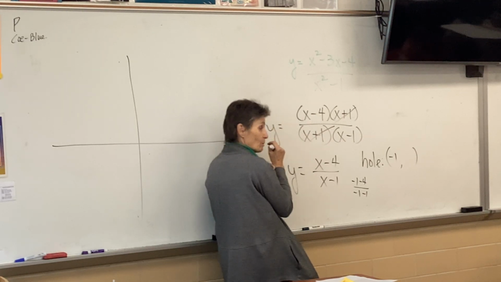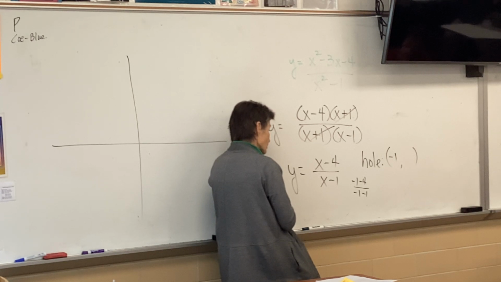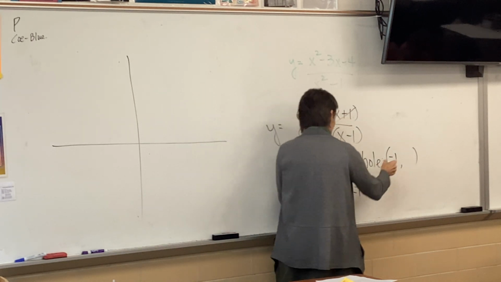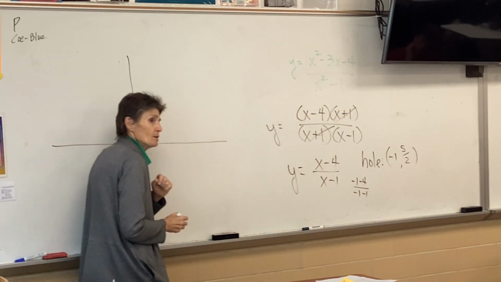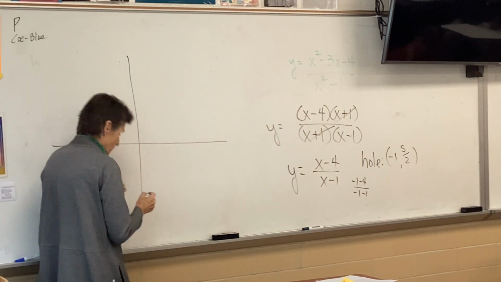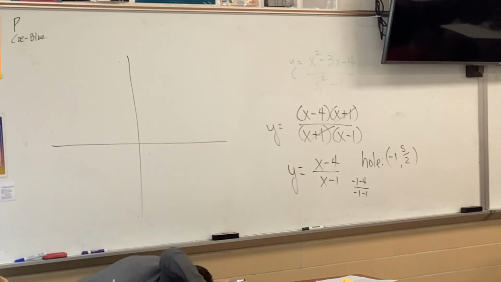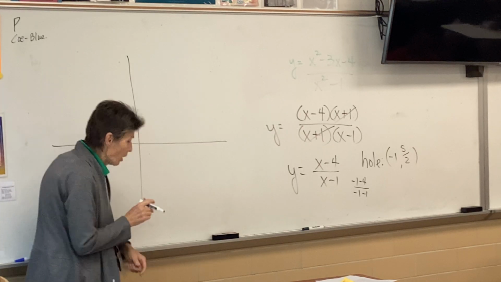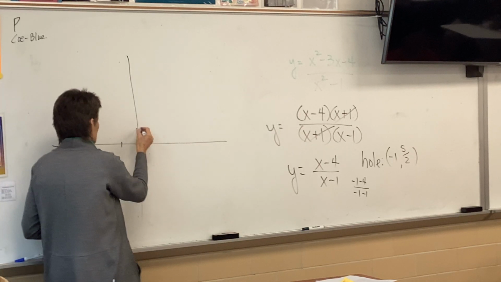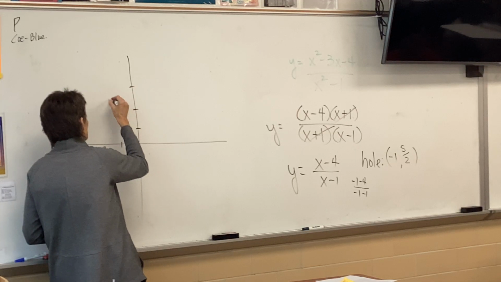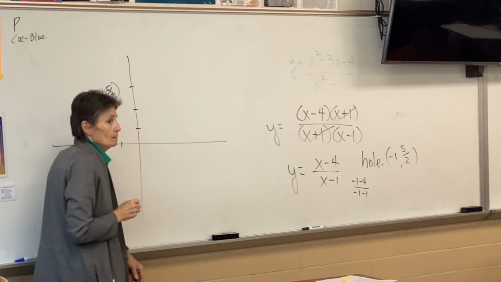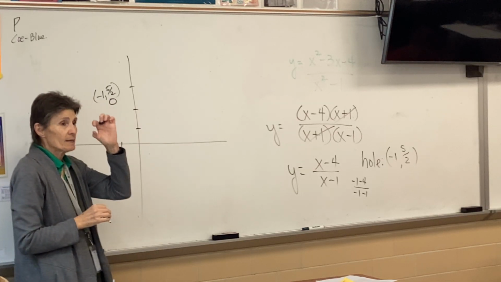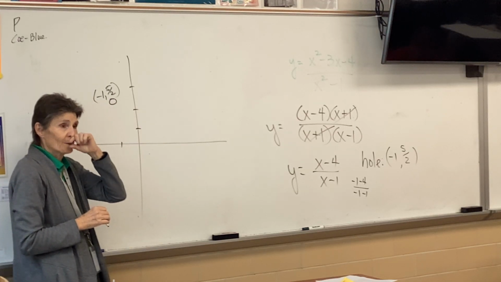It won't work in the original. So it looks like 5 over 2. 5/2. Yep. That's what it looks like, which is 2.5. So -1, comma, 5/2. And I have a nice big open circle at that.